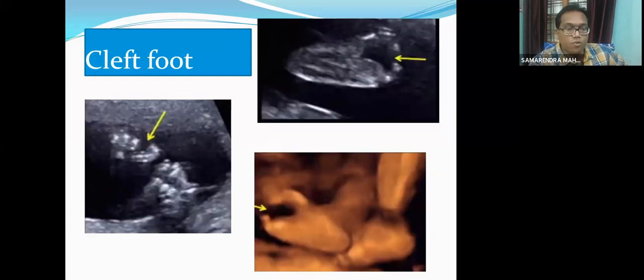Now coming to the cleft foot. Here the left lower image showing a cleft just beside the great toe, which is causing the absence of the second toe. And another, the right upper one is the severe clefting of the foot, and its 3D surface rendering view is there, the below one.